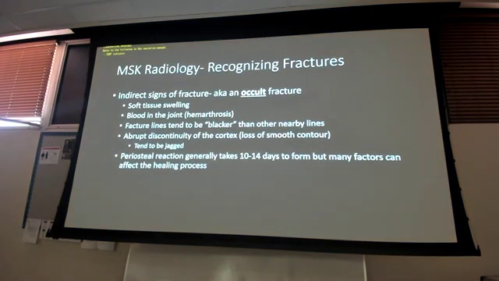Now, what happens if we have occult fractures, which are indirect signs of fractures? I don't see the line, but I see other things that tell me that there's going to be a fracture there. So, soft tissue swelling, not always an indicator, but if you see it, you should look a little bit harder, right? Because if you sprain your ankle, you're going to have soft tissue swelling.